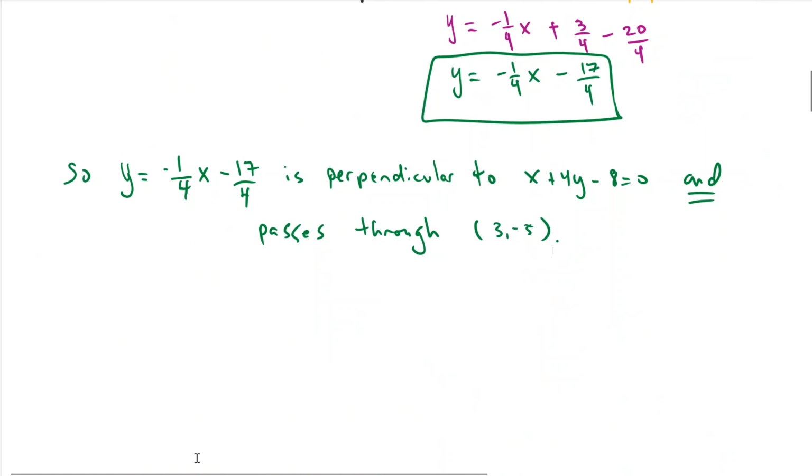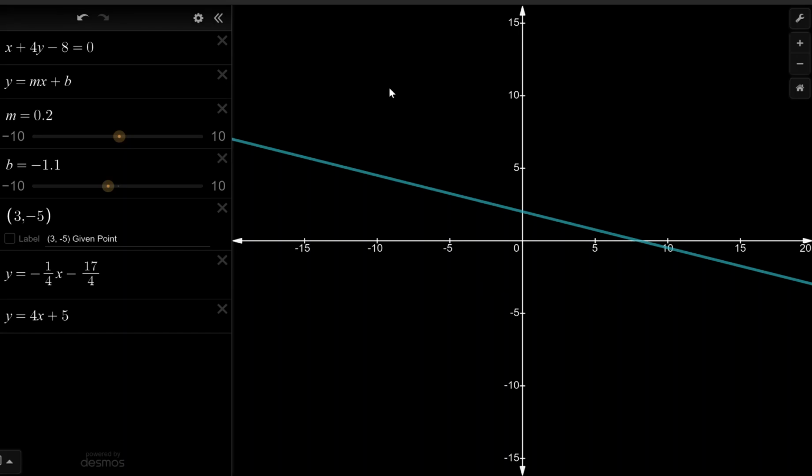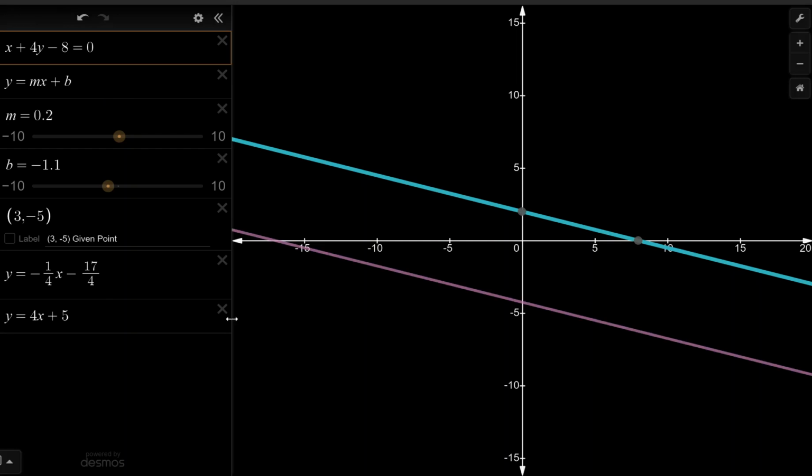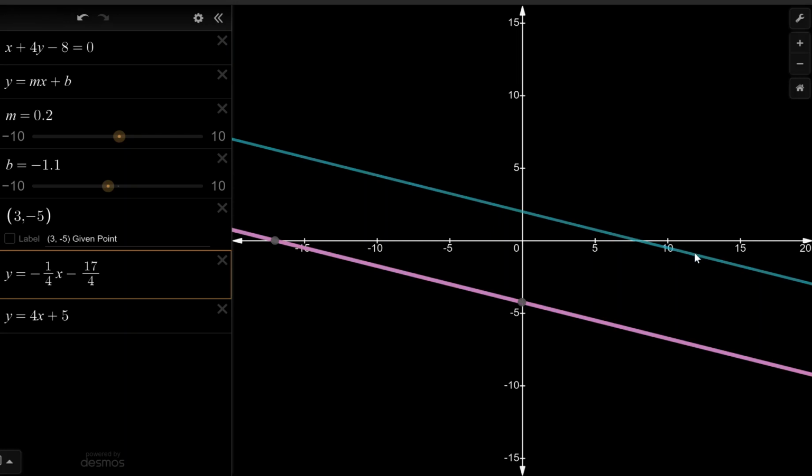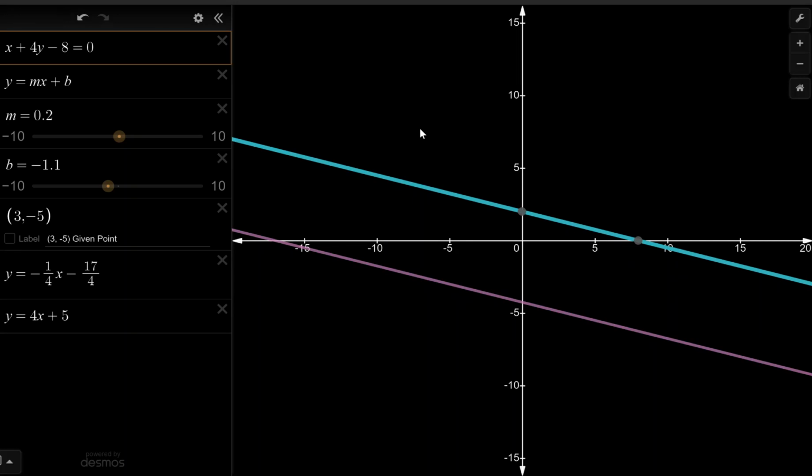And if we want to look at that visually, here's the line we start out with, the x plus 4y minus 8 equals 0. If we show the y equals negative 1/4 x minus 17/4, you see it right here. And you can see these two lines are perfectly parallel, which is beautiful. Nice colors too, by the way.